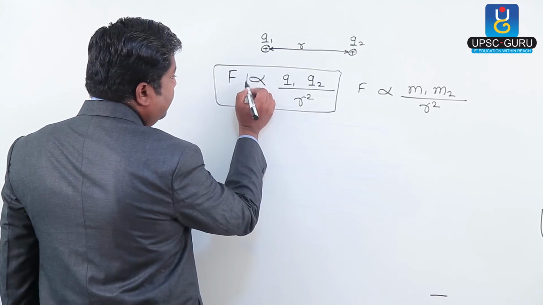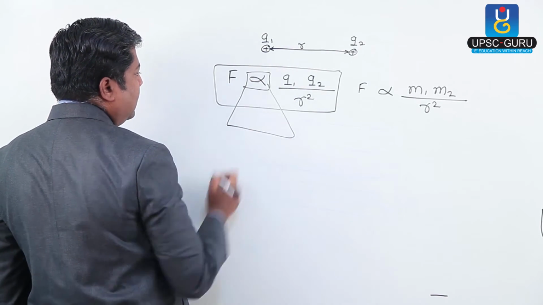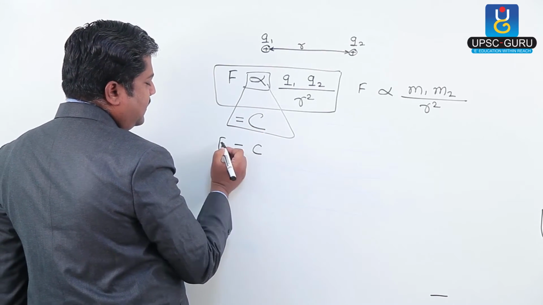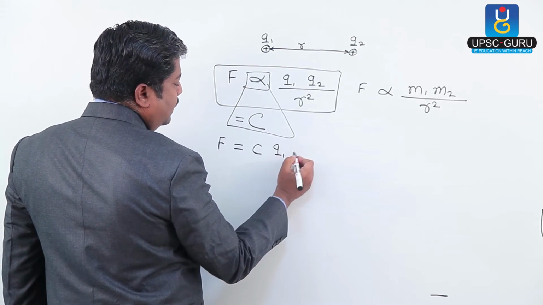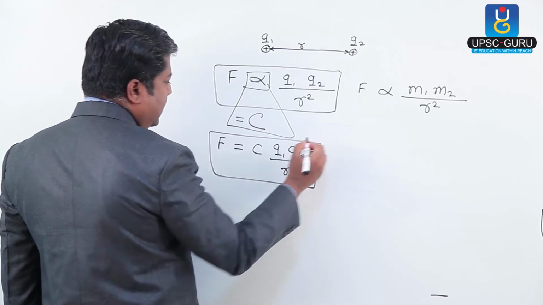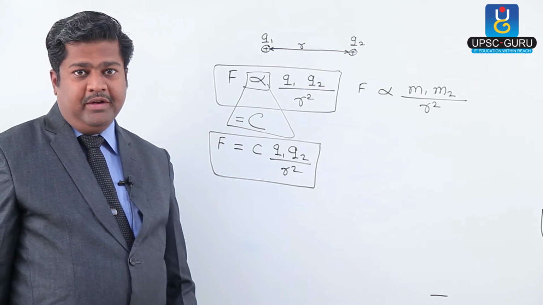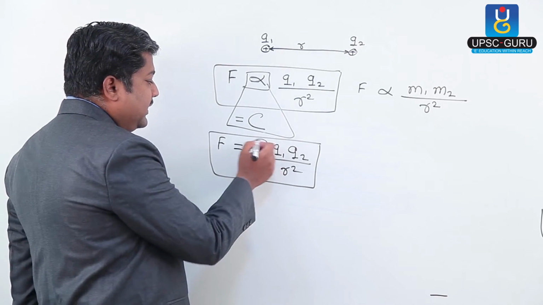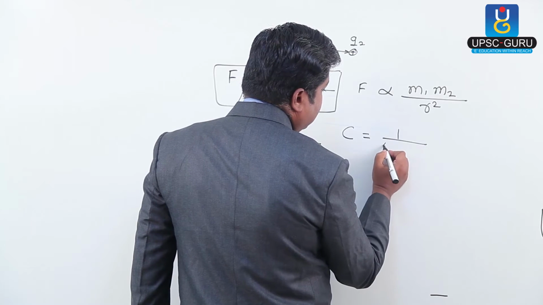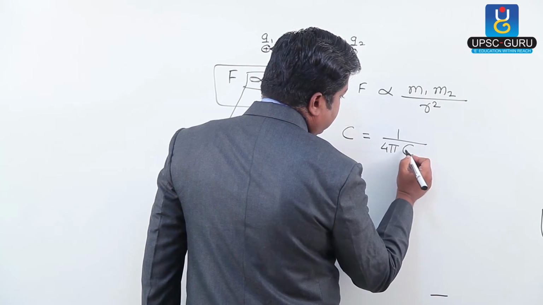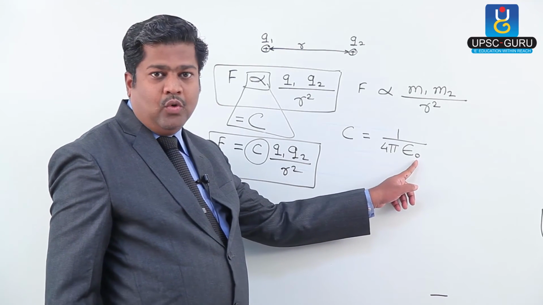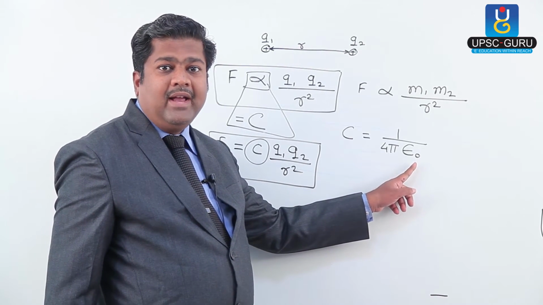But again we are not able to calculate, so we have to introduce a constant and an equality sign. So force equals some constant c into q1 into q2 upon r square. This is the formula you should remember early. But then the question is, what is this c? The constant we say is 1 by 4 pi epsilon naught, where this letter is read as epsilon and 0 stands for vacuum.